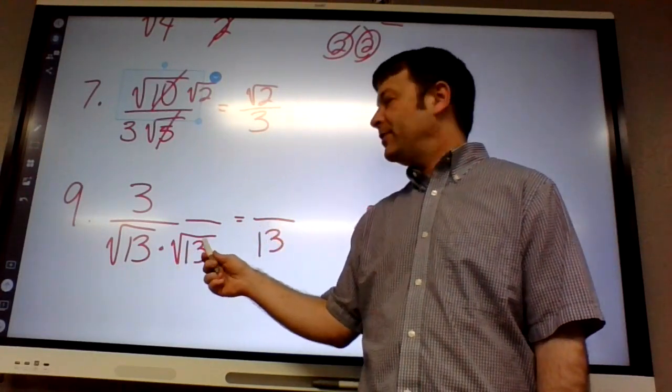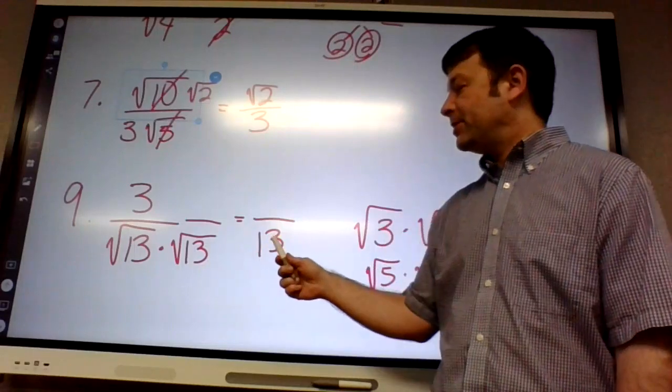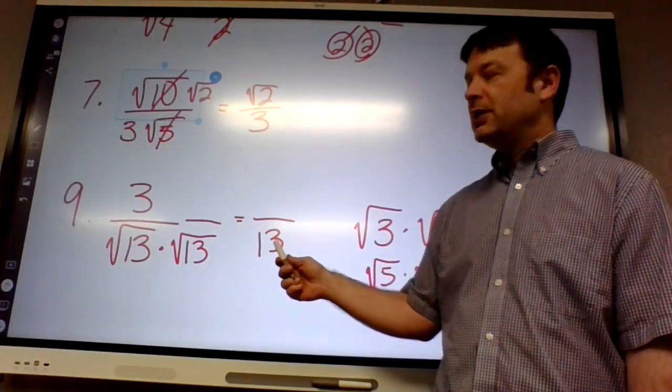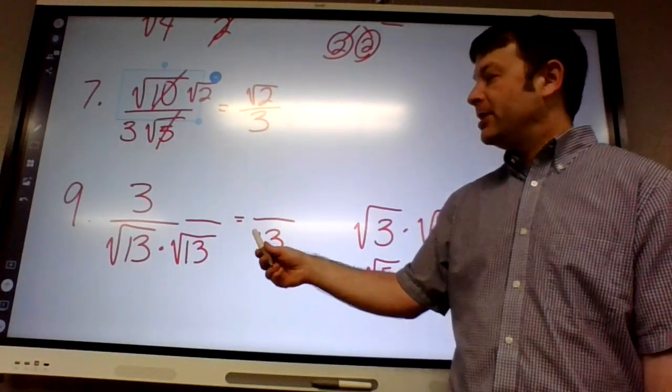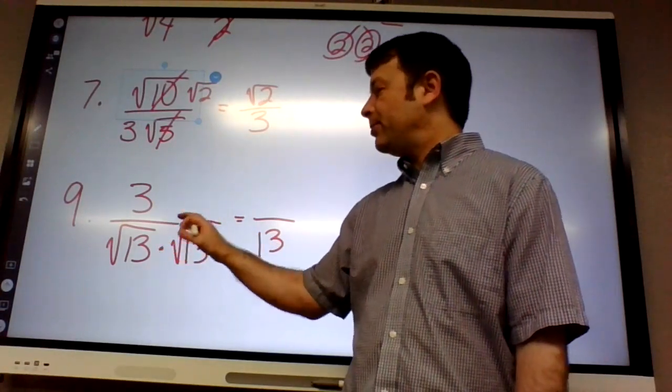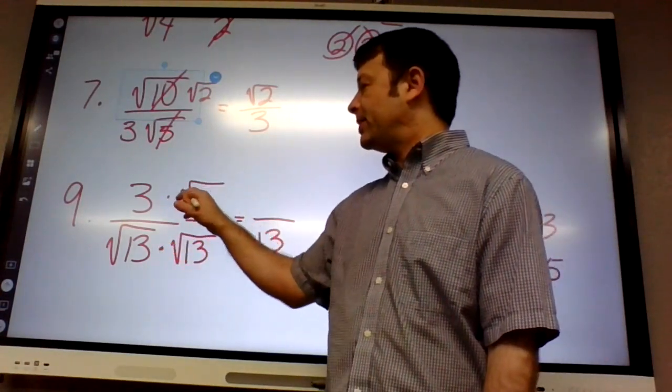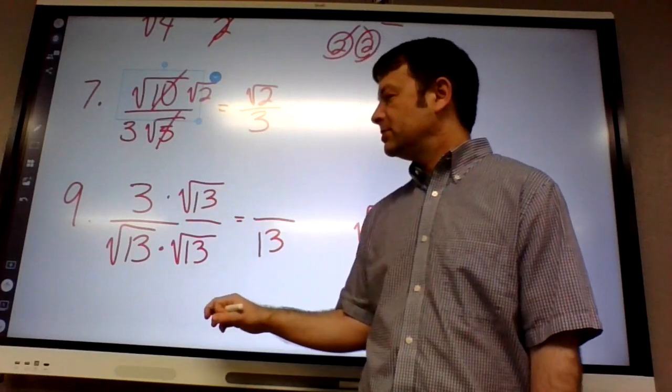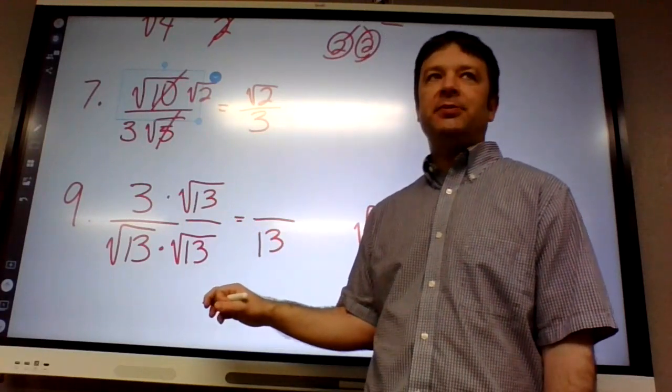Okay, you guys get it? Whenever you take a square root times itself, it just becomes that number. So that's how you get rid of the square root on the bottom. But to keep the value equal, whatever you multiply to the bottom, you have to multiply to the top to keep the fraction equal.